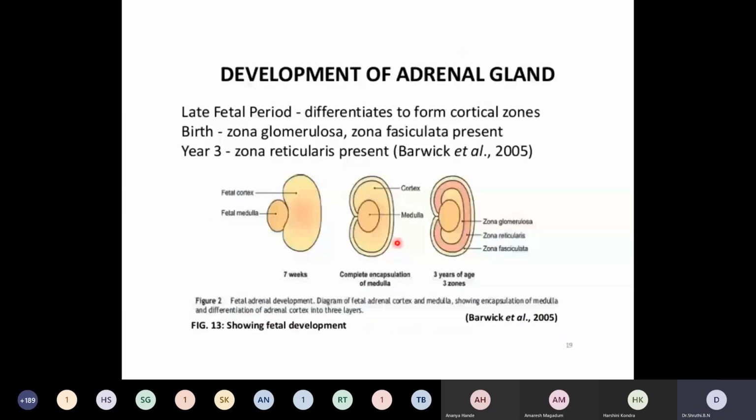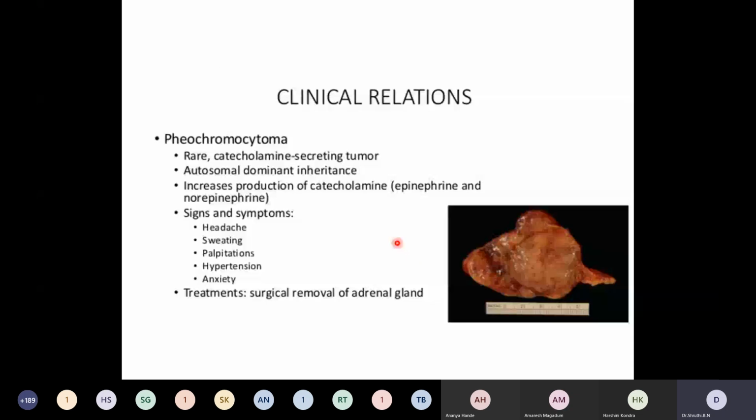If you look at its development at birth, you will have only two zones in the cortex, zona glomerulosa and fasciculata. The reticularis develops only at the end of the 3rd year of life. Remember, at birth the cortex of the suprarenal gland has only two layers, glomerulosa and fasciculata. In addition to its normal location, suprarenal tissue is also found around the main gland, around the gastrosplenic ligament, great omentum, and also in the broad ligament of the uterus.